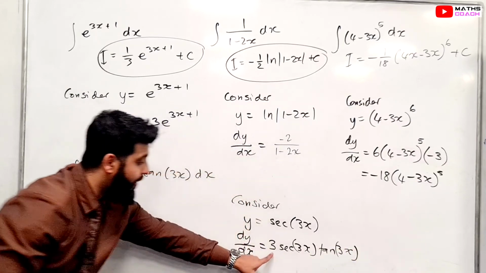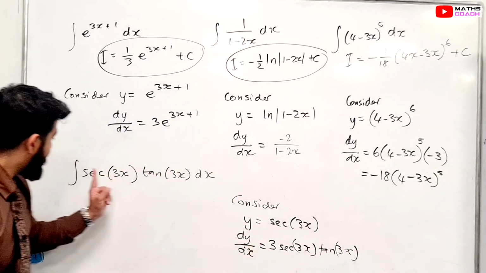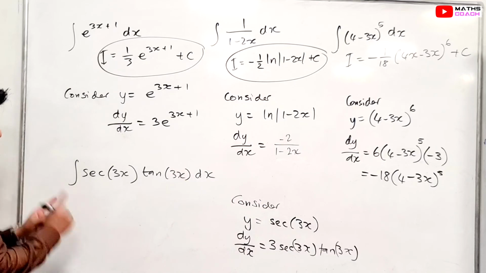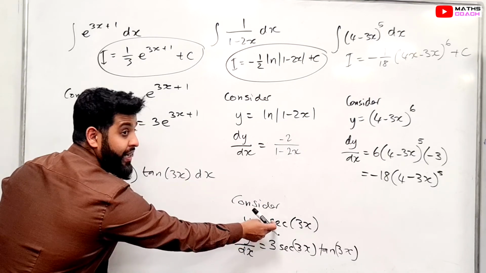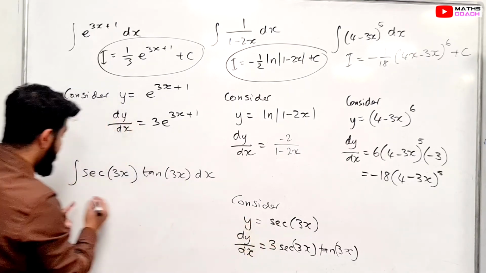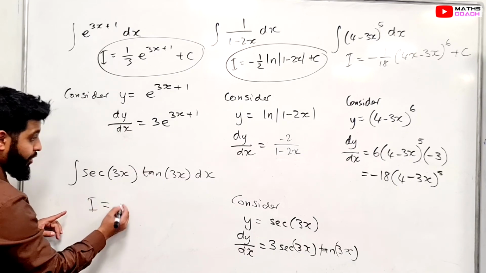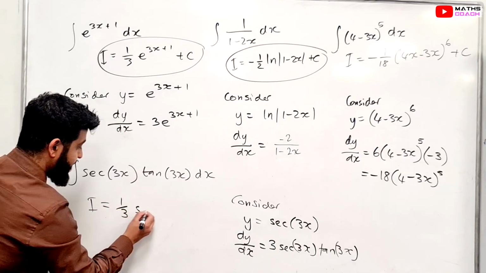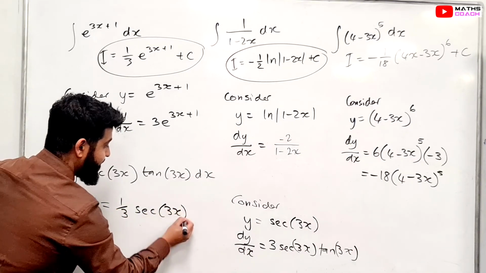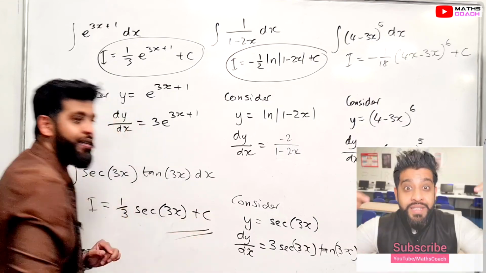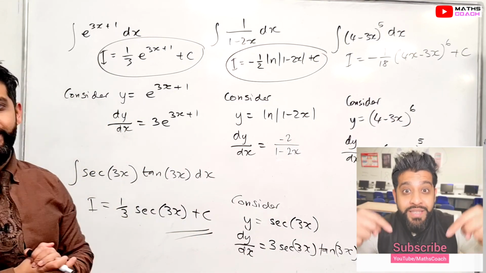But we don't want that 3 there, do we? Yeah, because that doesn't have a 3. So that our integration is going to be this, but divided by 3 or times by a third. So therefore, integration of this is going to be 1 over 3 sec 3x plus c. And that should fully complete exercise 11b.